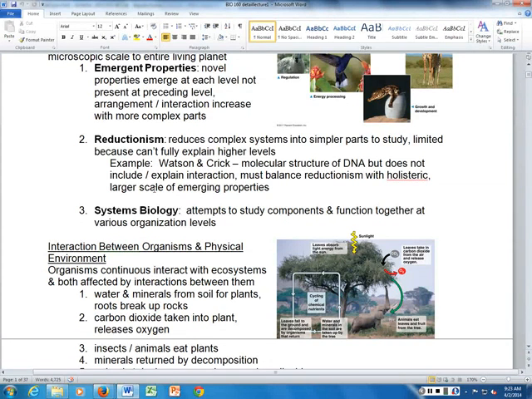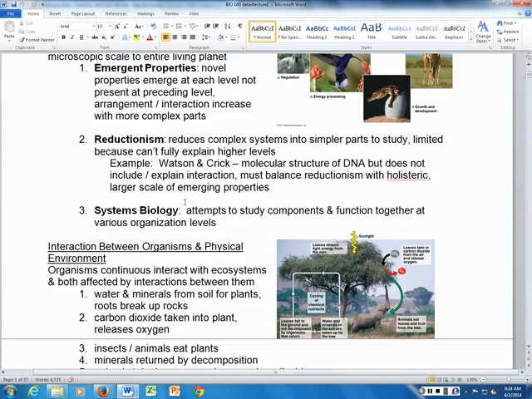It makes it into bite-sized pieces, but there's also limits because it can't fully explain what's going on at higher levels in there. The example they give is Watson and Crick. They discovered the molecular structure of DNA, but that's all they did. They described the structure. They did not describe what it does, how it interacts, anything like that. So if you're just studying the skeletal system, there is going to be some stuff that gets left out. How it interacts with your muscular system, how it interacts with your kidneys, everything else. And all the systems do tend to interact together in there.